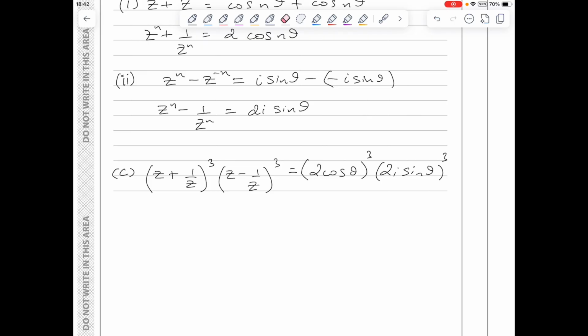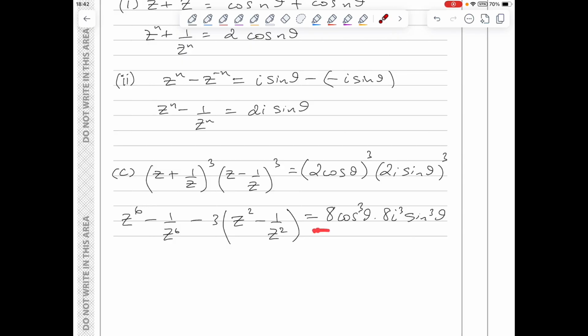So I have z plus 1 over z cubed, z minus 1 over z cubed. I can replace each bracket with each of these expressions, and if I expand the right hand side, I'll get the following: 8 cos cubed theta times 8i cubed sine cubed theta. Now the left hand side, I'm just using the result from part A. Now I'm going to use part B and replace those two with the expressions I found in part B with n 6 and n 2.